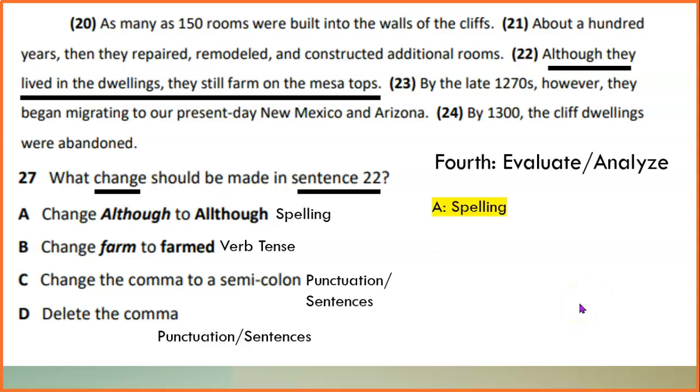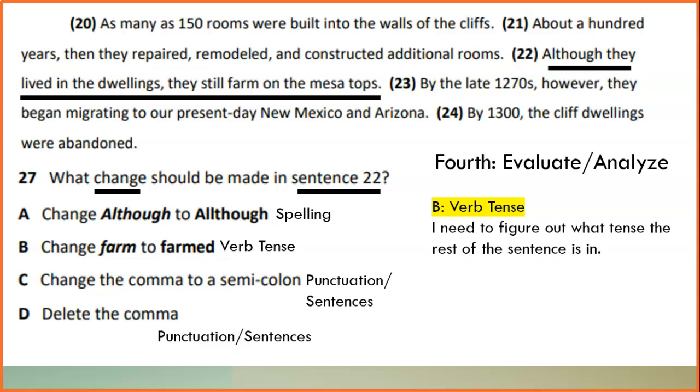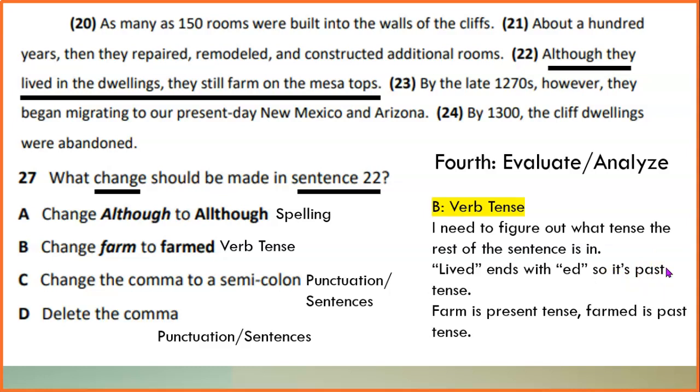So let's analyze and evaluate answer choice by answer choice. A is easy, it's spelling. I use dictionary.com. A is incorrect. B is verb tense. Farm is happening right now. Farmed with an ed happened in the past. I need to still figure out when the rest of the sentence happens. But if I read it, it says, although they lived, past tense. Lived ends with ed, so the rest of the sentence is in past tense. Farm is in present tense, and farmed is in past tense. So B might be correct. I may need to change farm to farmed, but I still have to check my other answers.